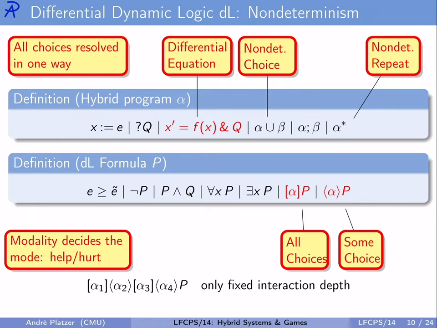Always one way, always one way. But no matter how big the formula is that we write down because of that, this is inherently limited to finitely many of these alternations of behaviors. So for a fixed interaction depth, we can get away with just using differential dynamic logic. But for an unbounded number of them, not anymore.